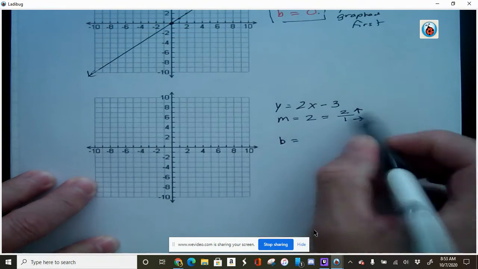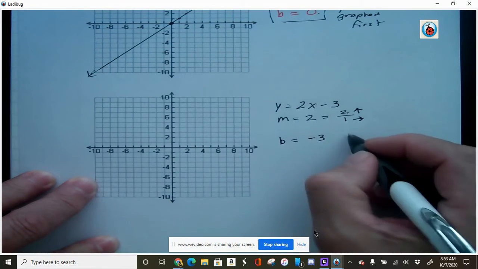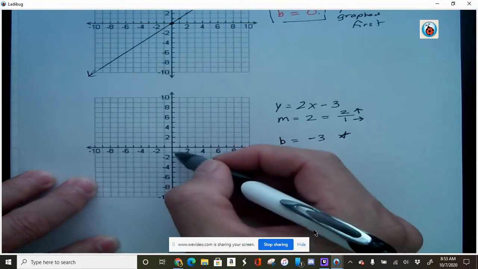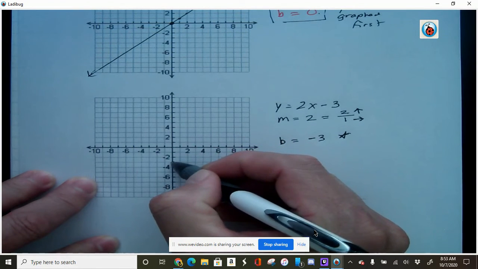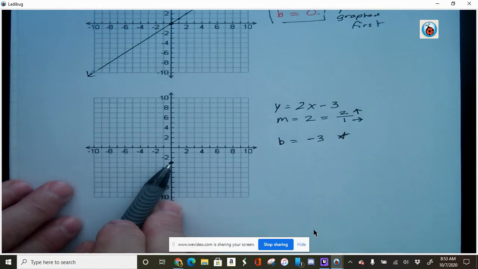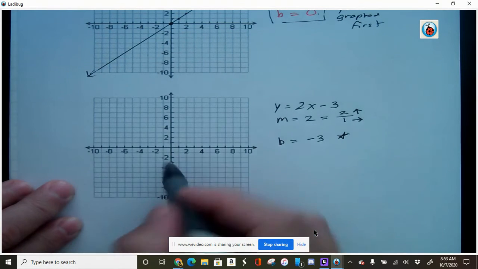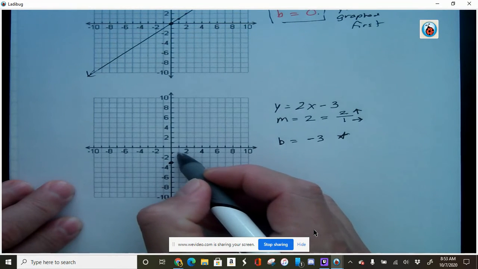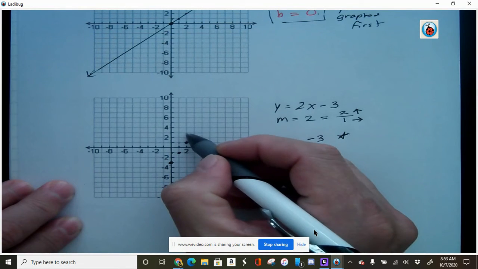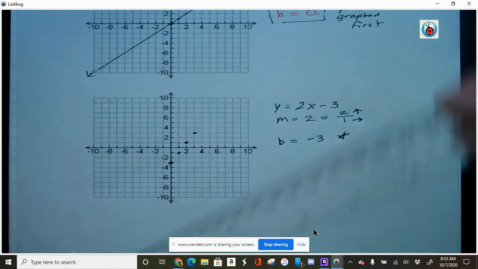What is my y-intercept? The y-intercept is always a constant. It's a -3. And this goes on first. So on the y-axis, find -3, put a point. From that point, from the y-intercept, we will find another point using the slope by going up 2 and right 1. Let's do it again. Up 2, right 1. And one more time. So I have enough points there where I can go ahead and draw my line.